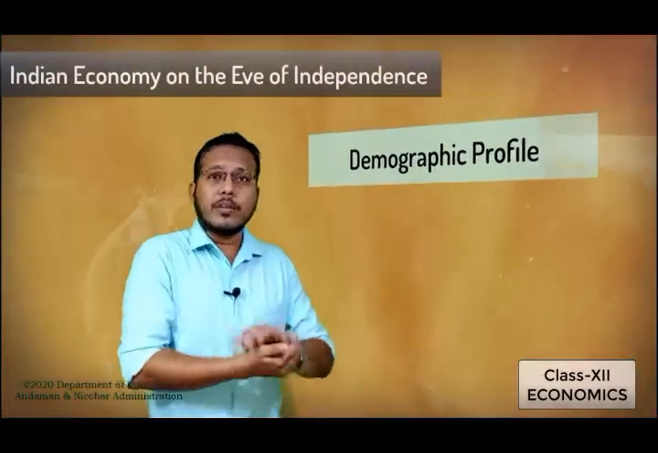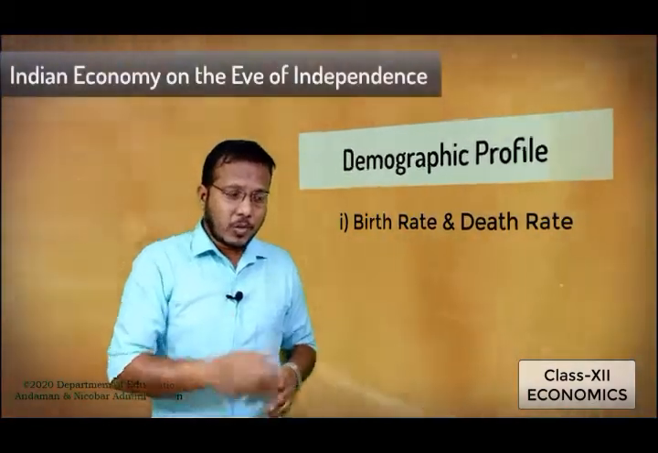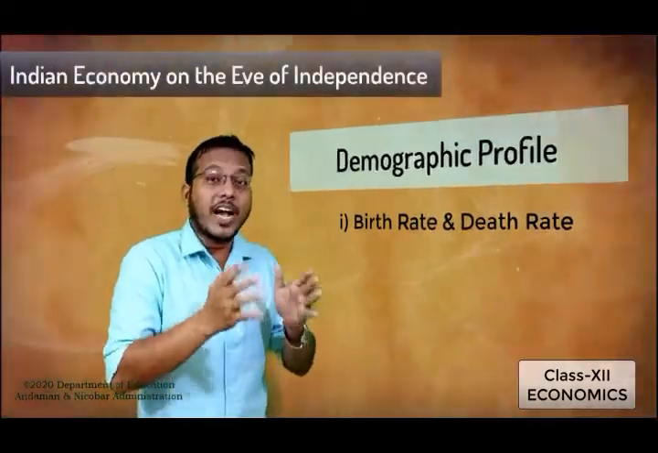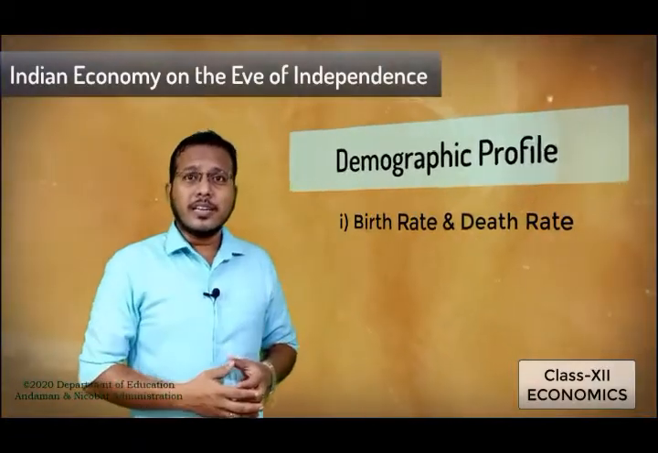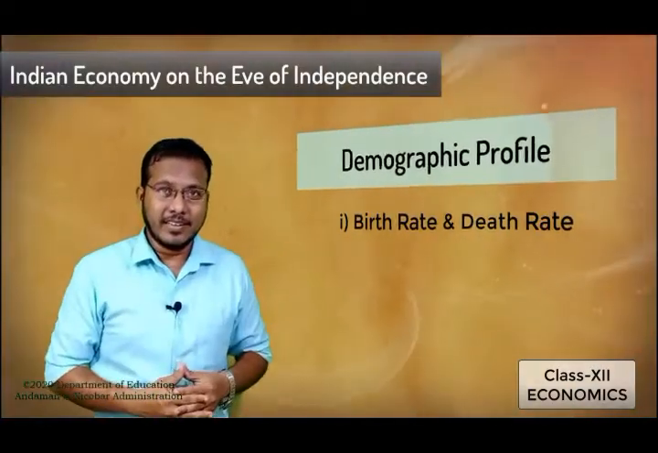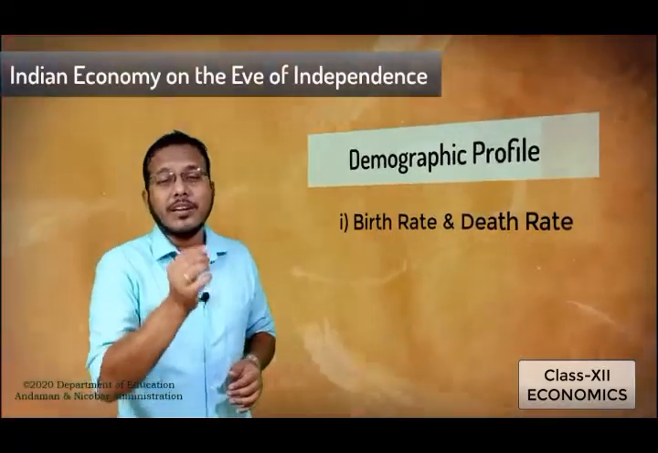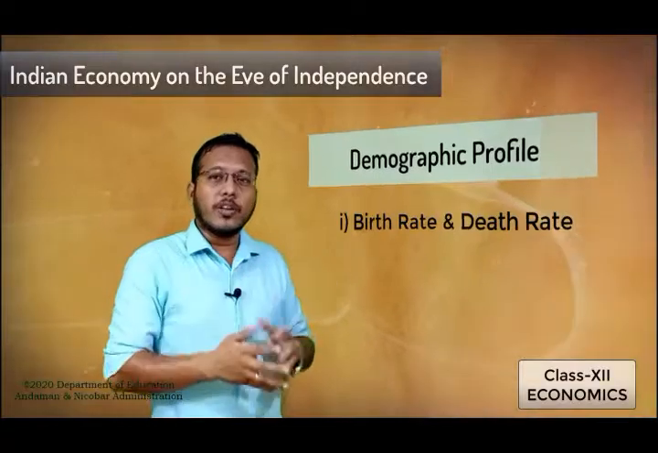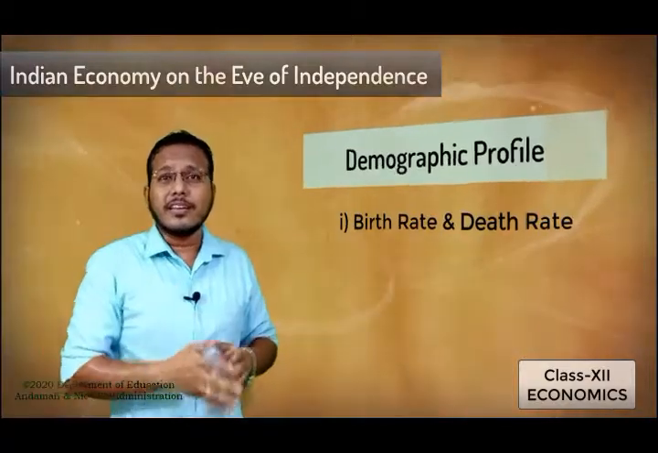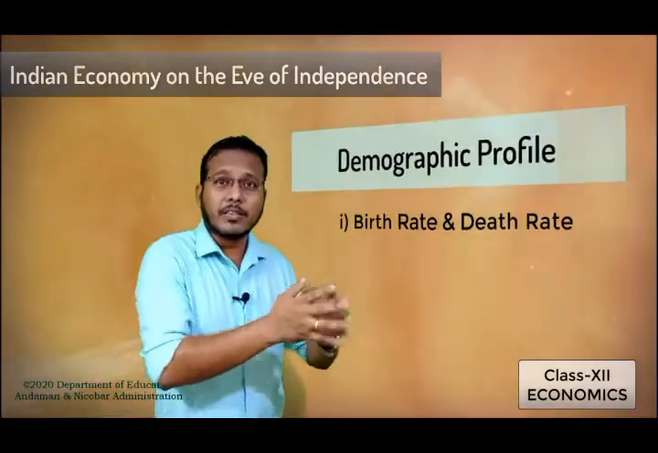How was our demographic profile? First of all, we will see the birth rate and death rate. During the time of British rulers in our country, the birth rate and the death rate were both very high. The birth rate was nearly 48 per thousand, and the death rate was nearly 40 per thousand. So in the total population, nearly 40 in every 1000 people used to die in the country, and the birth rate was 48 per thousand.